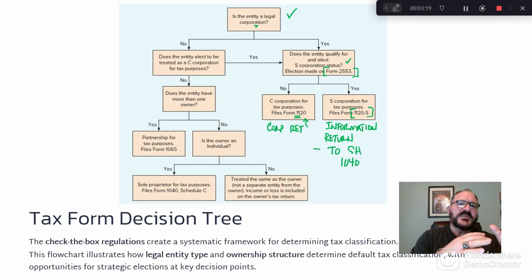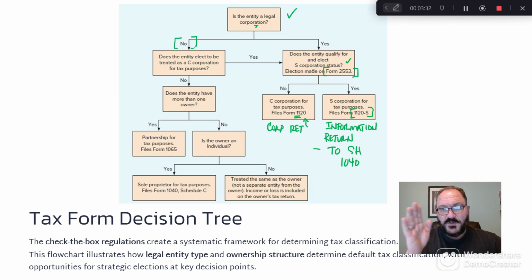Now let's go to the other side. So the answer is no, it's not a corporation. Does the entity want to be a C corporation for tax purposes? If the answer is yes, then it flows over to the yes side. Let's say it's no. Does it have more than one owner? If the answer is yes, then it becomes a partnership.